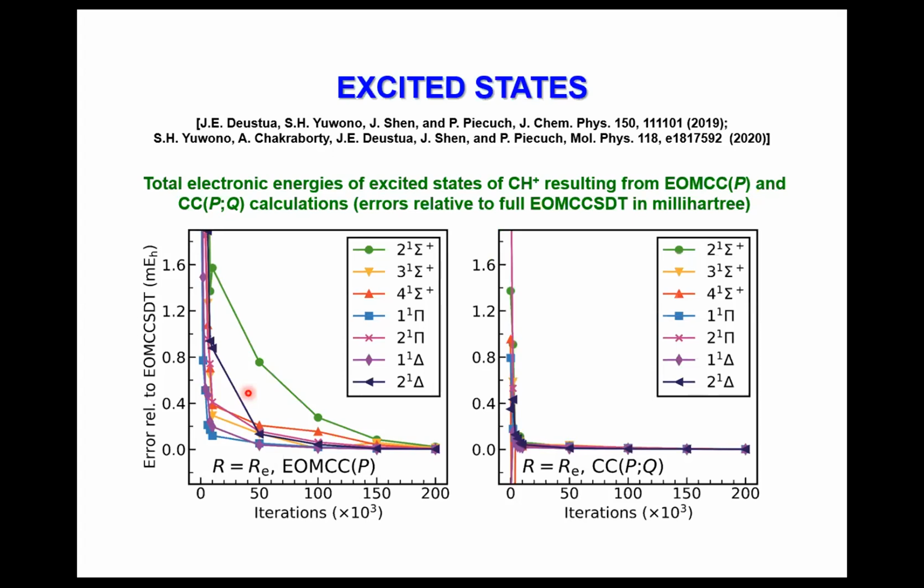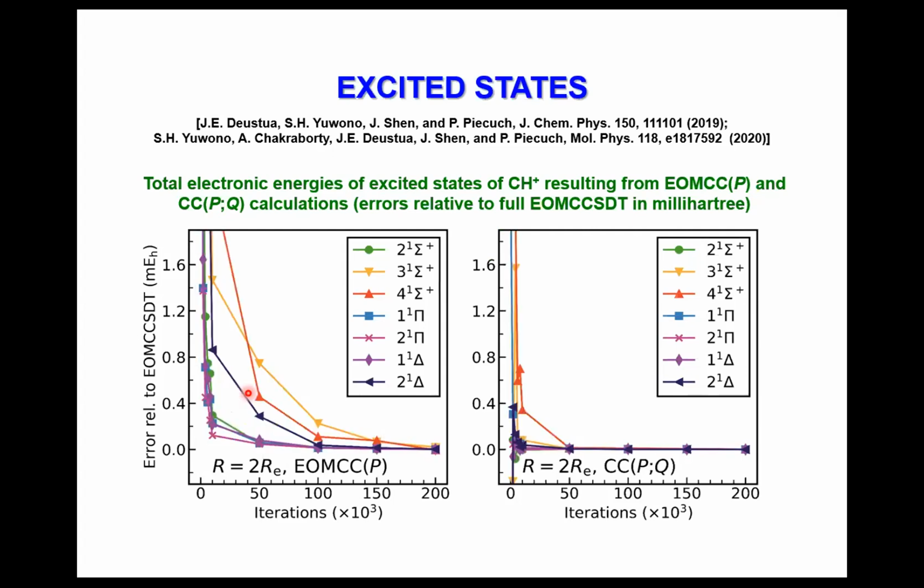This is an equilibrium geometry. We can look at the region outside the Franck-Condon region, and by stretching a bond, that's what I'm doing here, by a factor of 2. And if you look at the right panel, you can see again the same very fast convergence.